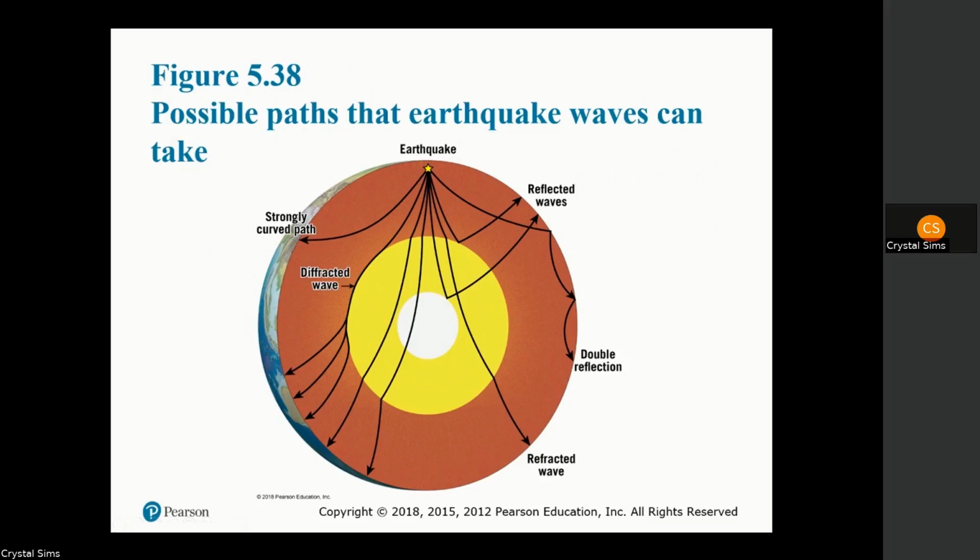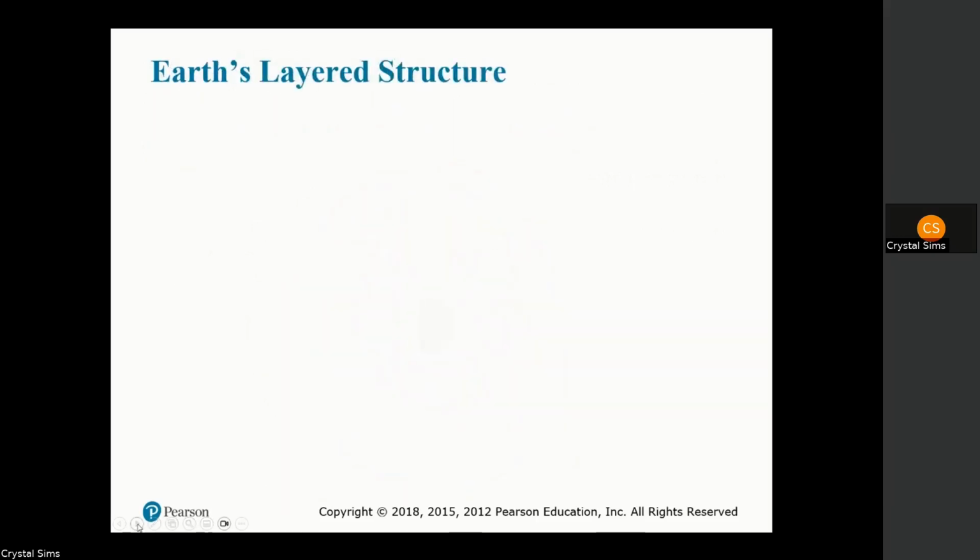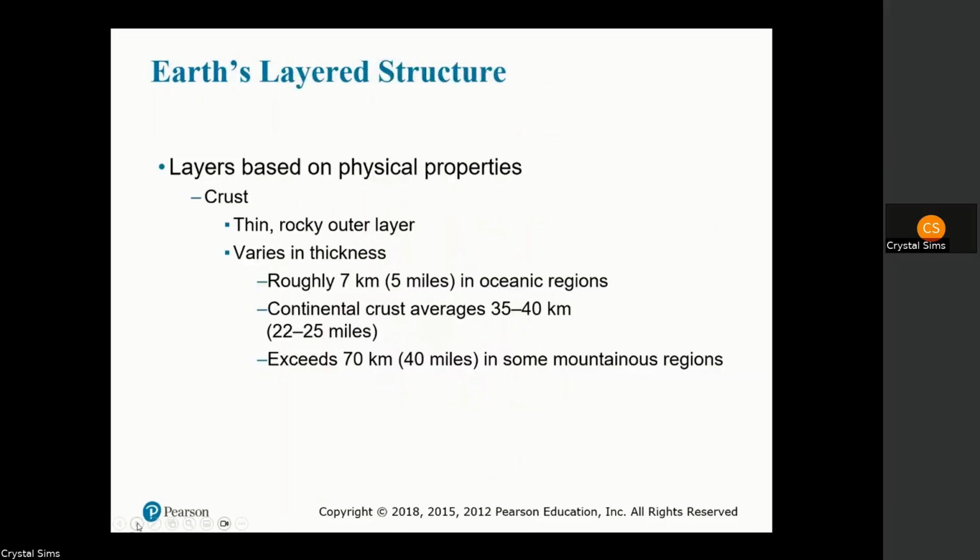So when we look at earthquake waves, they can be refracted, so they don't take a straight path through. They follow these curved paths because the seismic velocity is going to increase with depth. So as we go deeper into the Earth's core, we get increasing pressure, and that causes those waves to be refracted and not travel in a straight path.